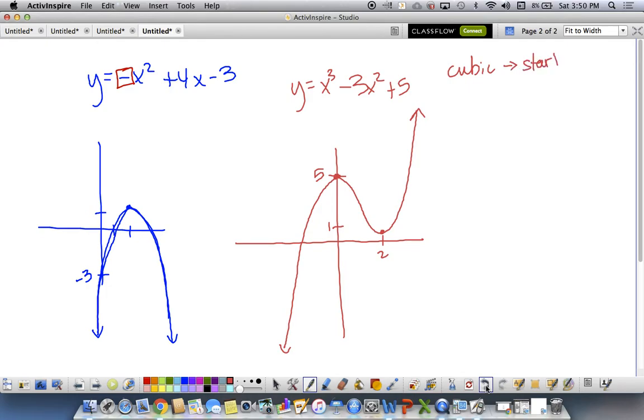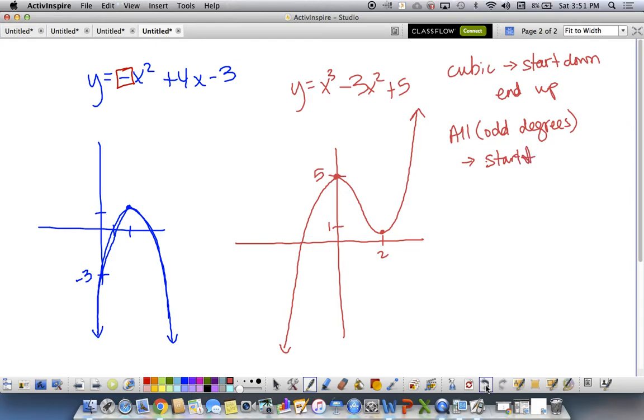Start down, end up, okay? No matter what, they will start and end in the same direction. All odd degrees will do the same thing. All the odd degrees will start and end in opposite directions.